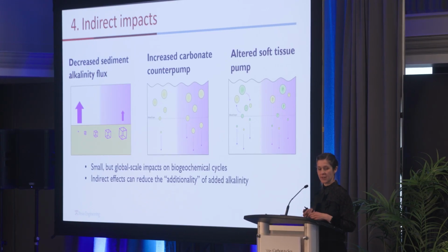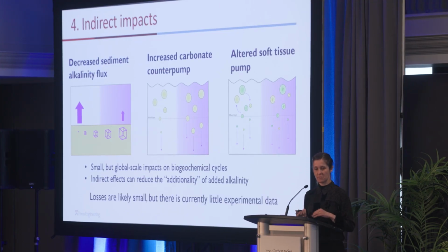And then the fourth category is altering the soft tissue pump or the organic carbon cycle. So there's no inherent reason that we would think that OAE will move organic carbon cycling in either direction. So we just have this here as potentially altering the soft tissue pump. We need more data to understand which direction this might go, if it has any impact at all. So the takeaway from these is there's currently very little data on each of these processes, but we understand enough about these systems that the losses are likely small.